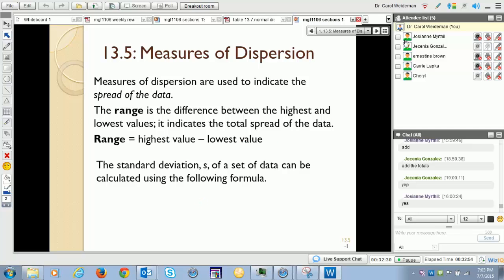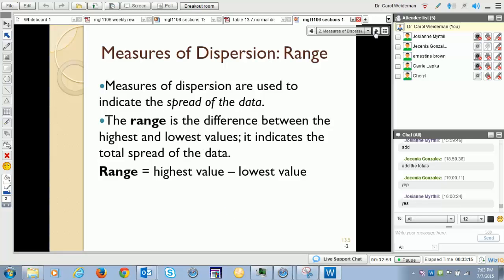Also can do the standard deviation, which is the one that's a lot of calculations. So you're going to calculate the mean first, then you're going to measure the distance each data value is from the mean, square it, add those all up, divide the sum by n minus 1, and the last thing you do is take the square root. So let's work a problem.